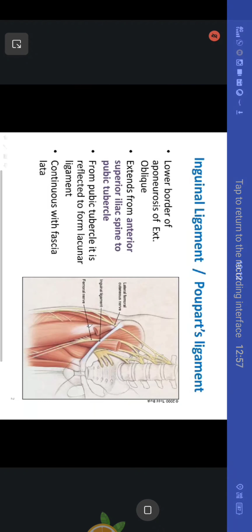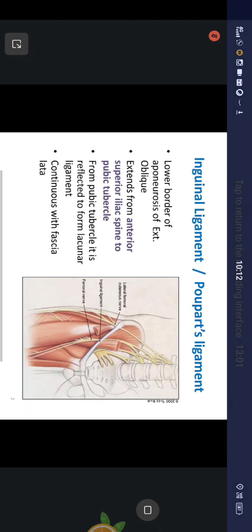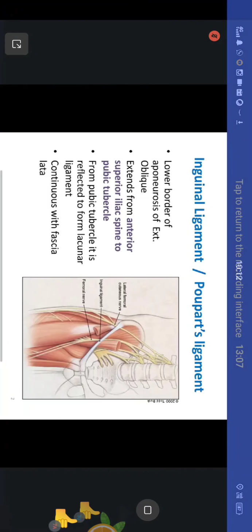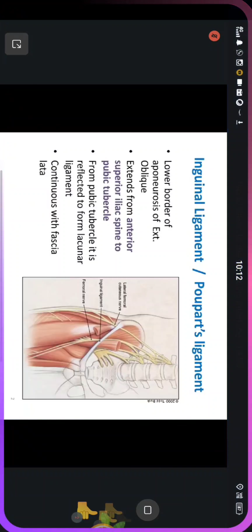Am I clear regarding the inguinal ligament? Someone say yes or no. Okay. People are messaging me with thumbs saying that it is clear.